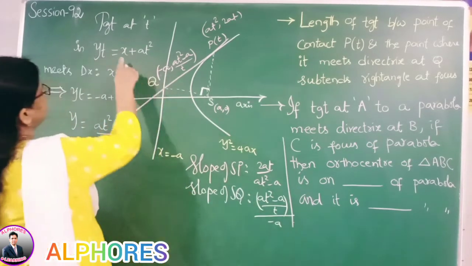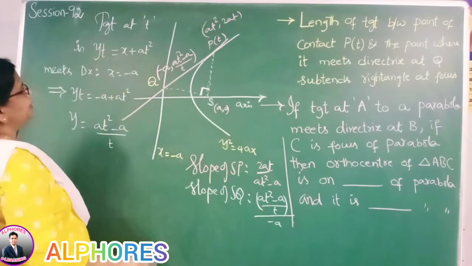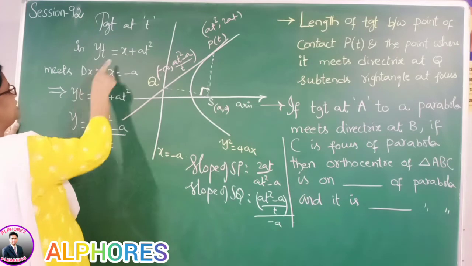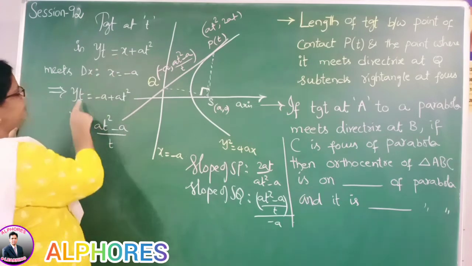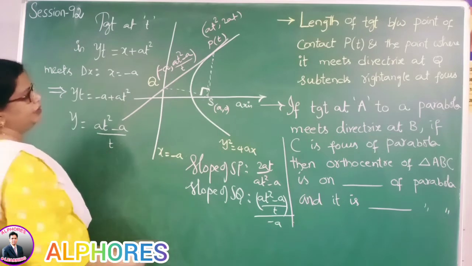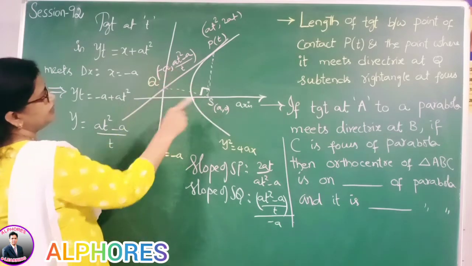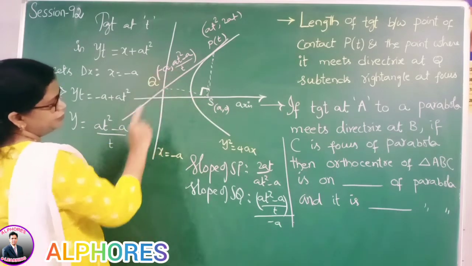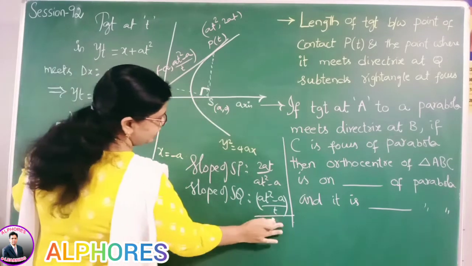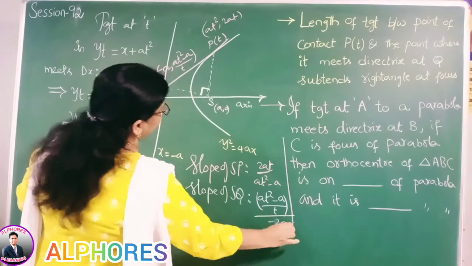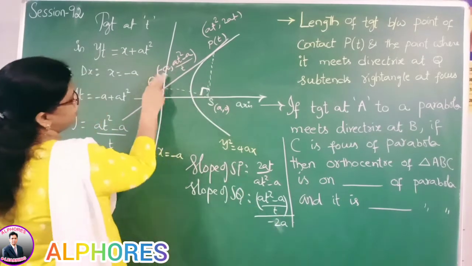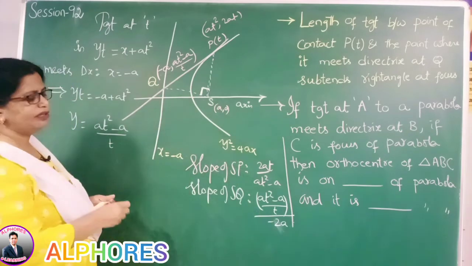Now observe here, students, this is our tangent equation. The directrix is x equal to minus a, and I substituted x equal to minus a here. Therefore you got the y value as (at square minus a) by t. And S is (a, 0), and for the slope of SQ the difference in x is minus a minus a, which is minus 2a. So the slope is (at square minus a) by t divided by minus 2a.